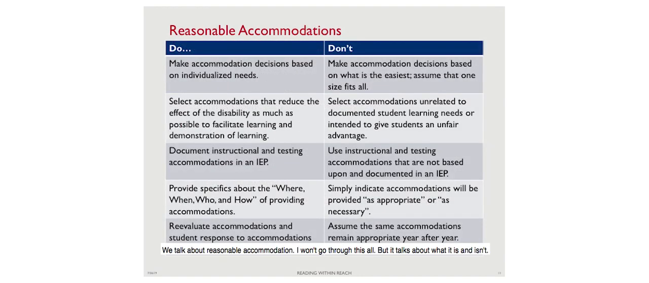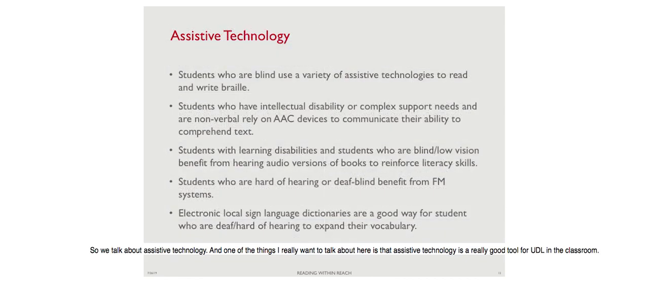We talk about reasonable accommodations. I won't go through this all, but it talks about what an accommodation is and isn't. So some children may need additional time. That doesn't mean you give them the answers in advance. So we have to explain what those accommodations can be. So we talk about assistive technology, and one of the things I really want to talk about here is that assistive technology is a really good tool for UDL in the classroom. It can help change motivation, it can help children receive information and express information, but it's not the magic wand. Teacher training is still needed. And also you need to train the teachers on that assistive technology.